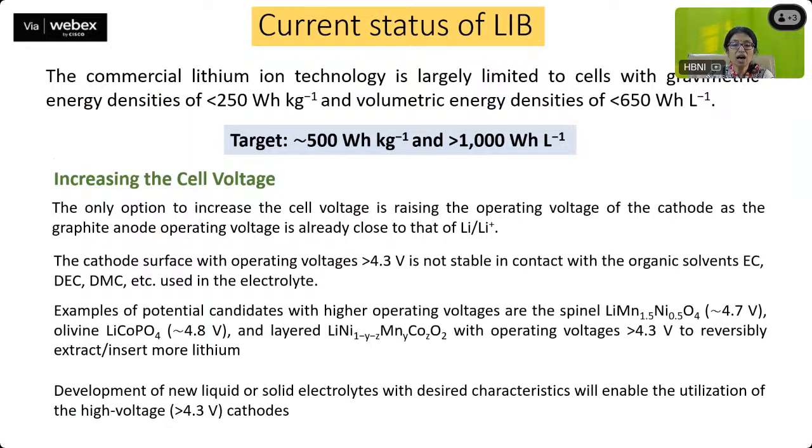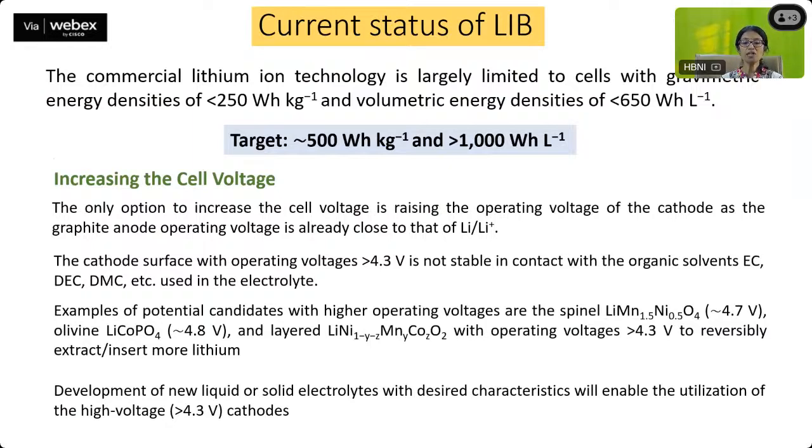So the target which you have is around 500 watt-hour per kg and greater than 1000 watt-hour per liter. So you can increase the cell voltage. And how you can do that is by raising the operating voltage of the cathode, as the graphite anode operating voltage is already close to that of lithium plus. So you can only play around with the cathode.